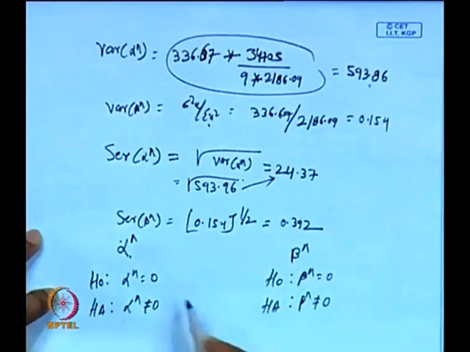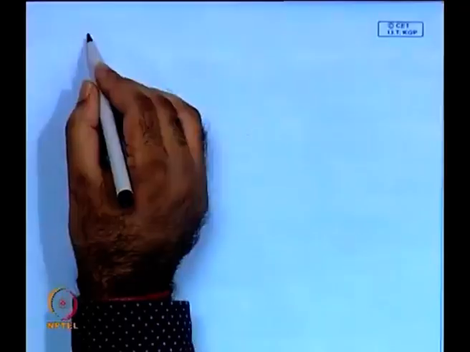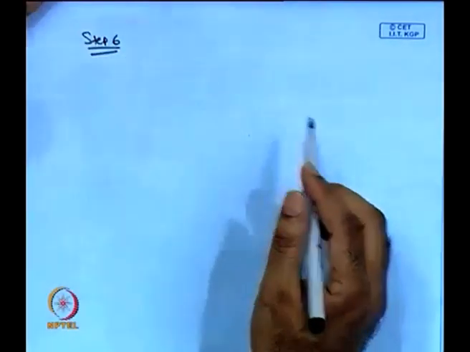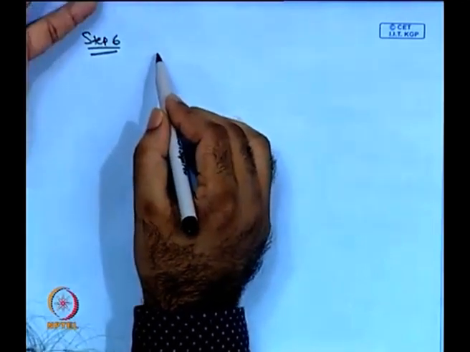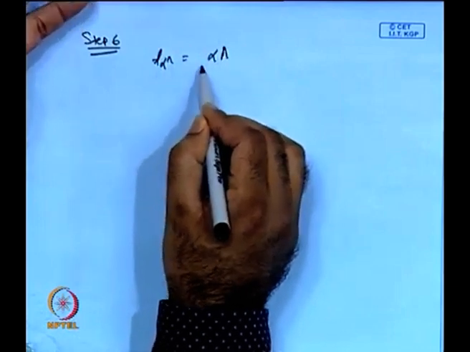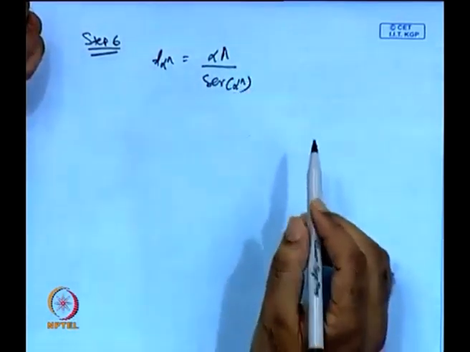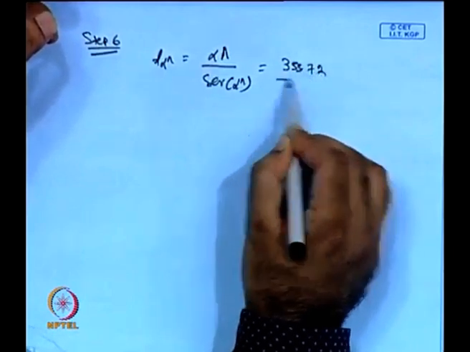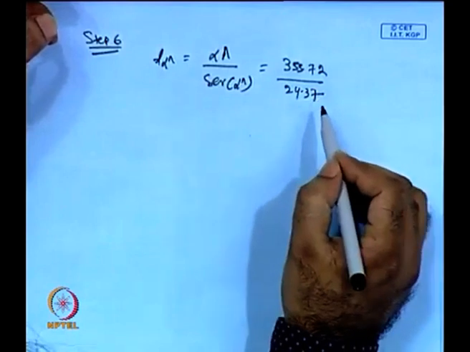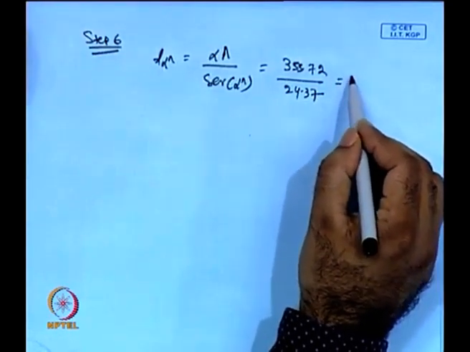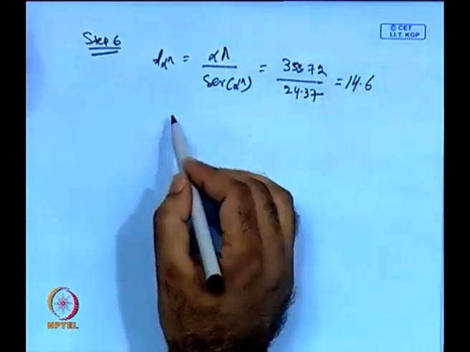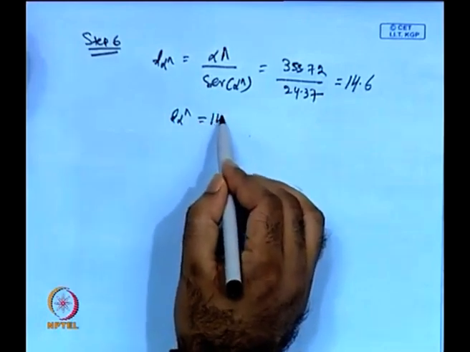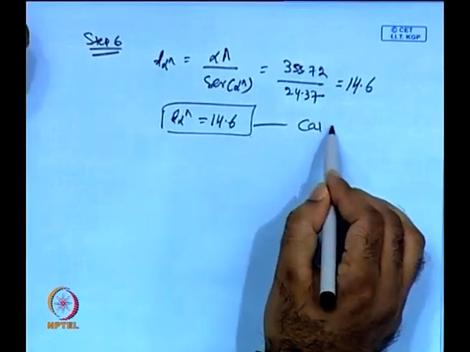Now, to test all these hypotheses, we need to move to step 6. So what is step 6? Since alpha hat is equal to 0 under the null, t of alpha hat equals alpha hat divided by the standard error of alpha hat. That is 355.72 divided by 24.37. So this is what we call t of alpha hat, and we get 14.6. So t of alpha hat is equal to 14.6, and this is the calculated t statistic.